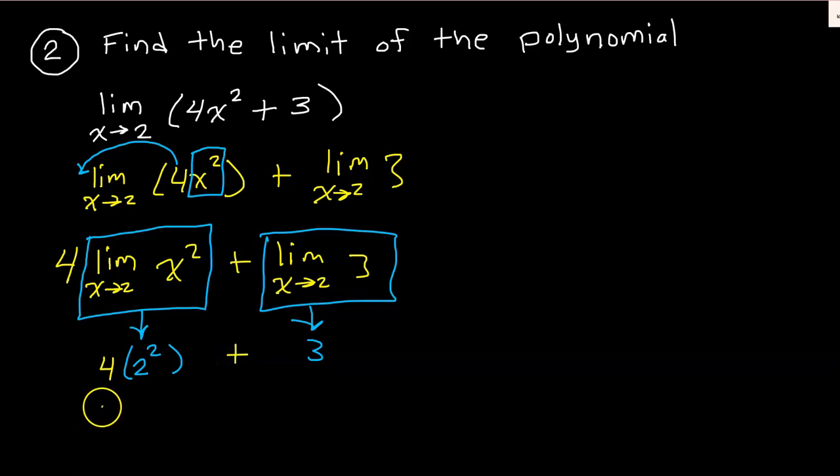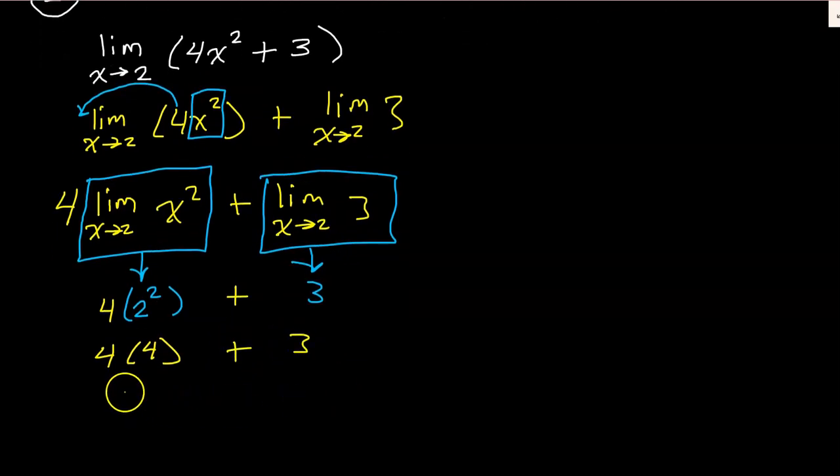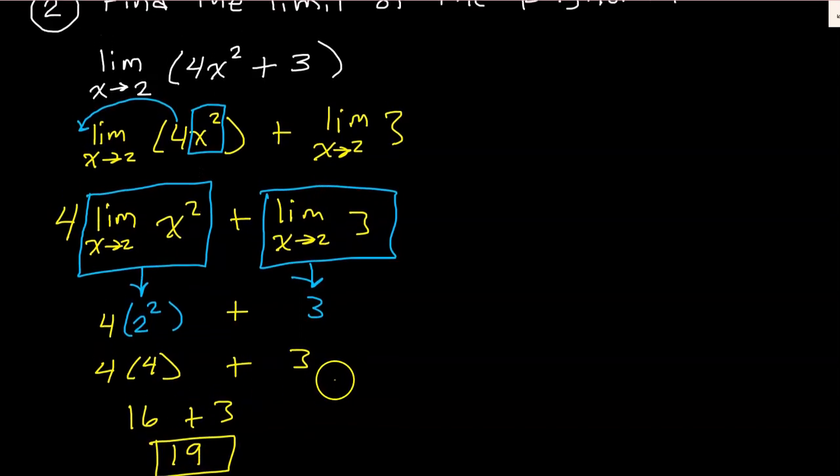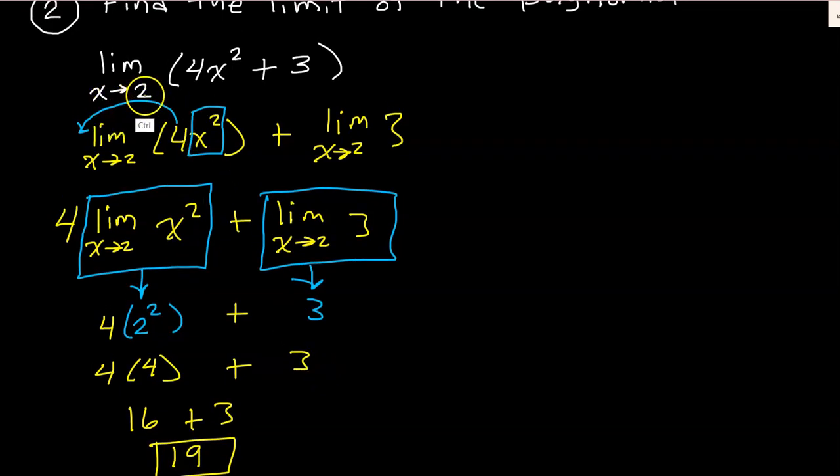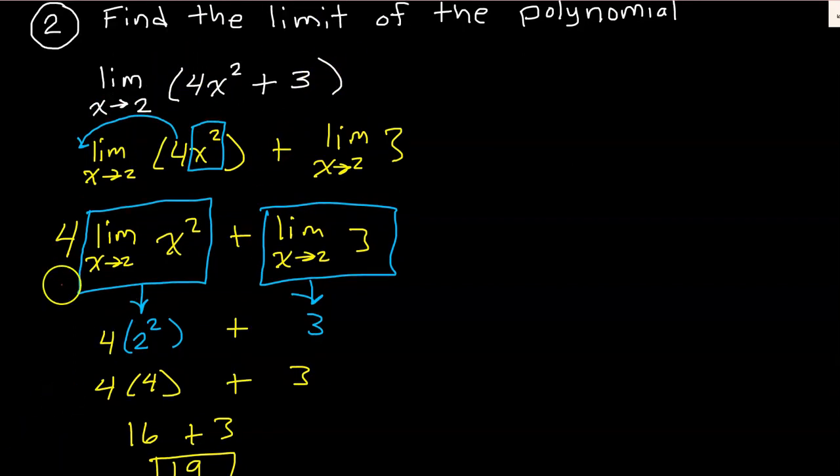So, in other words, we're going to wind up with 4 times 4 plus 3, which is going to be 16 plus 3, which is 19. So that is the limit as x approaches 2 of this polynomial. Now, I told you that we were really doing this the long way. Now, let me mention what the short way of finding the limit of a polynomial is.